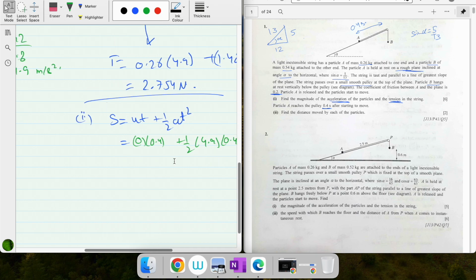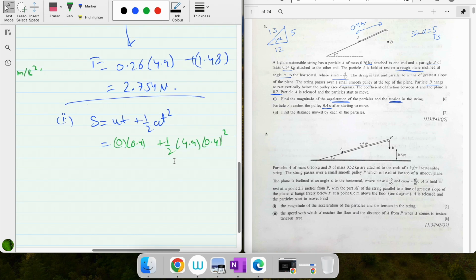Using calculator, I'm getting 1 by 2 into 4.9 into 0.4 squared, and I get 0.392 meters.